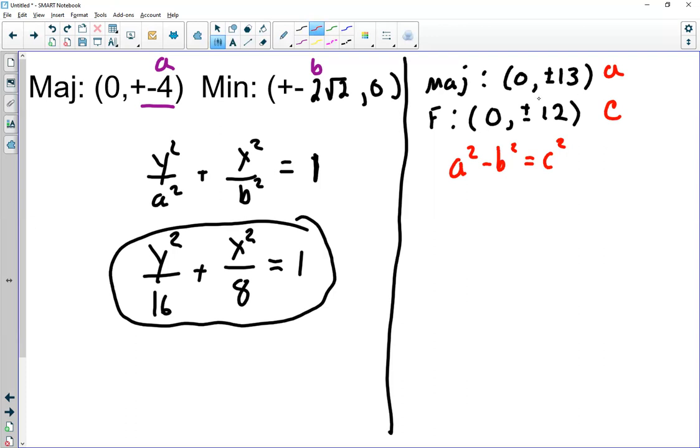So in this case, 13 squared, which is 169, minus B squared, I don't know what that is yet, equals C squared, which is 12 squared or 144. So it's 144 minus 169, which is going to be negative 25. So negative B squared equals negative 25. So B squared equals 25, which you could find the B value to be 5. But remember, I don't even need the B value because in the equation, it's just B squared. So I could just stop at 25.